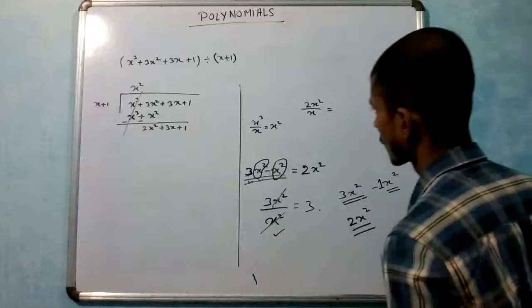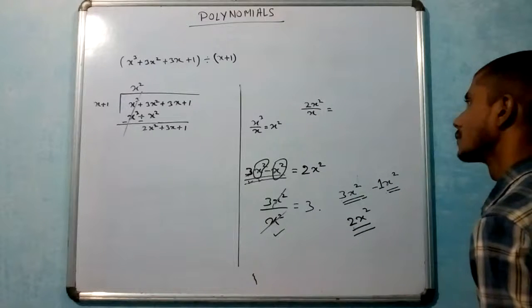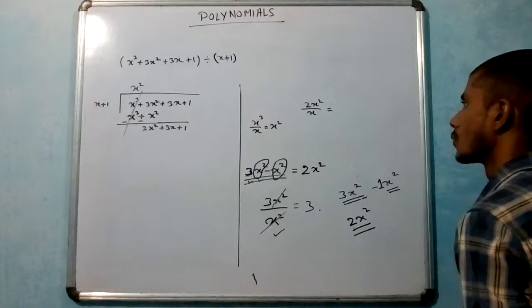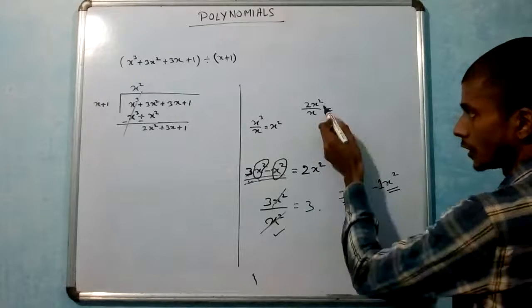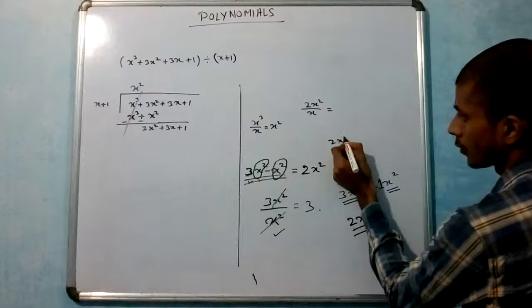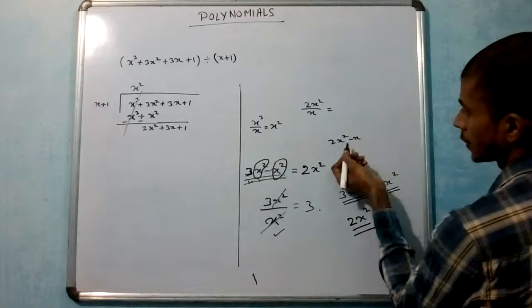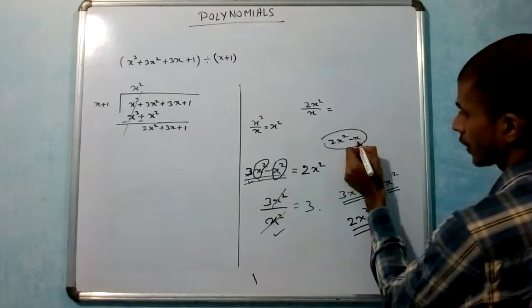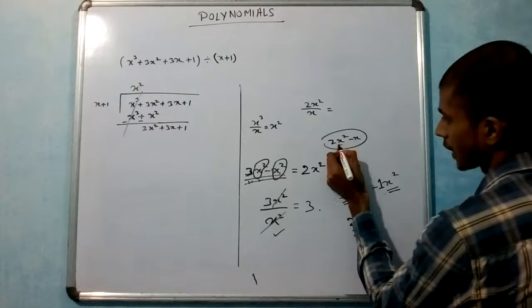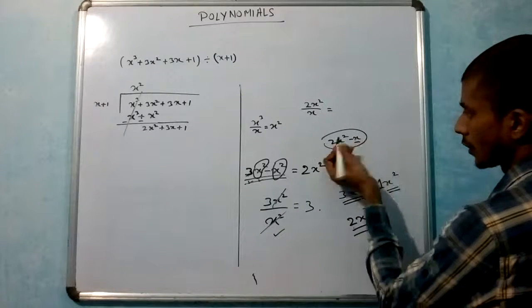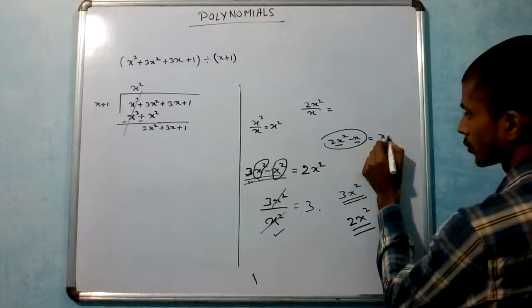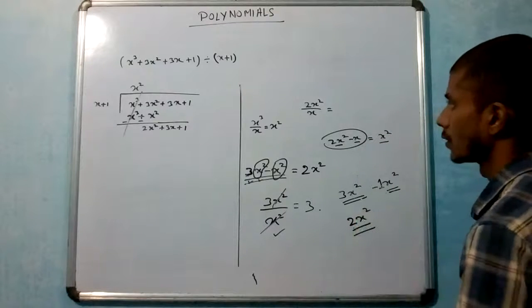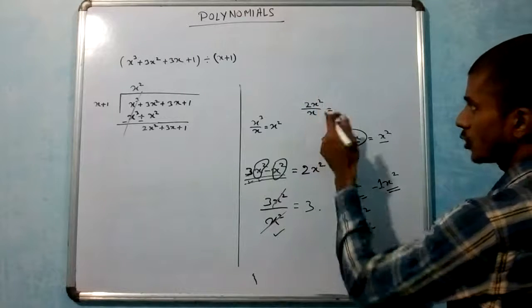How much? Now what are you doing? In division you are subtracting. See your problem: 2x square minus x, you cannot even subtract. These are not like terms. This is an x square term and this is an x term. We cannot subtract. But you are subtracting somehow and bringing x square. What are you doing?